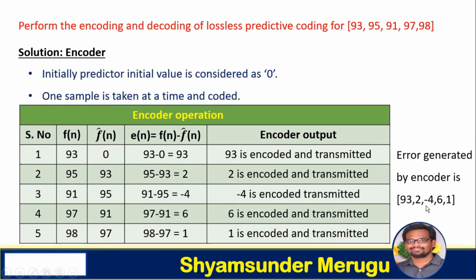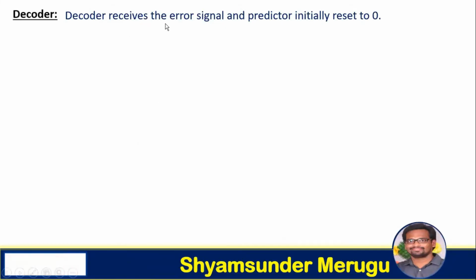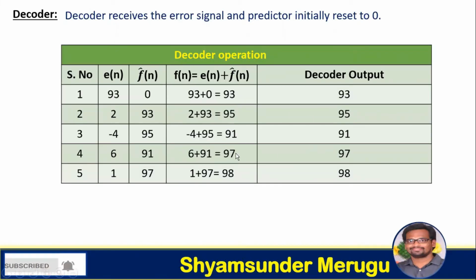Now these 93, 2, -4, 6 and 1 are transmitted through the channel, received at the decoder section, and decoded using variable length coding. Coming to the decoder, it receives the error signal and the predictor is initially reset to 0. Looking at this decoder operation, this is the error sequence that we have: 93, 2, -4, 6 and 1, and the predictor in the decoder section is initially assigned 0. The original sequence can be computed by adding the error sequence and the predictor values.